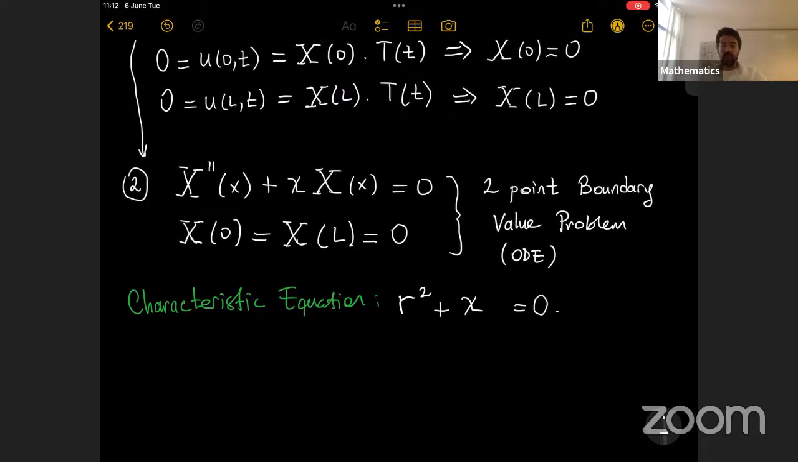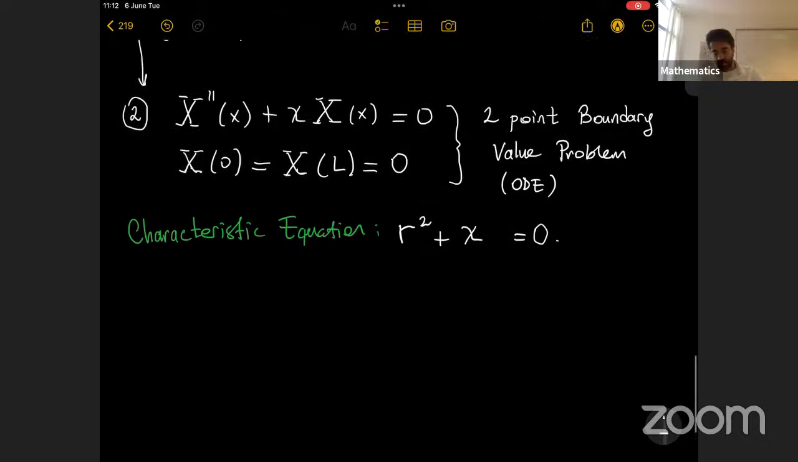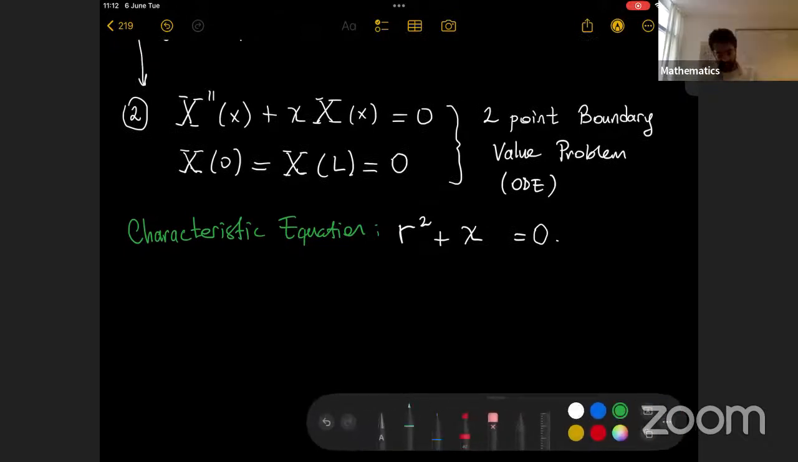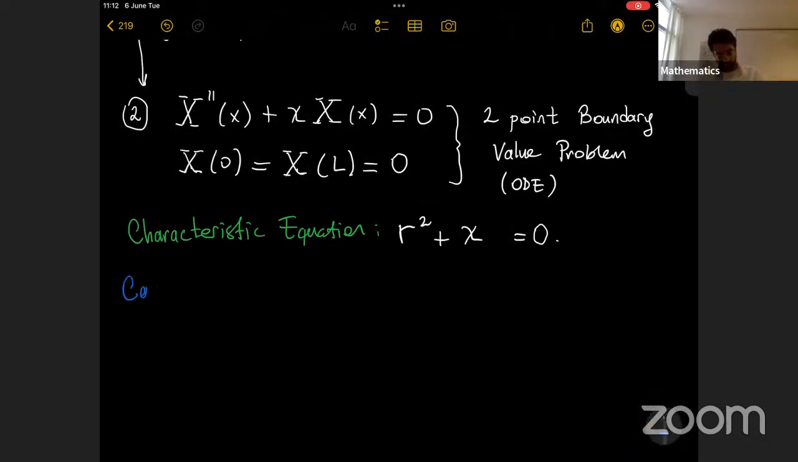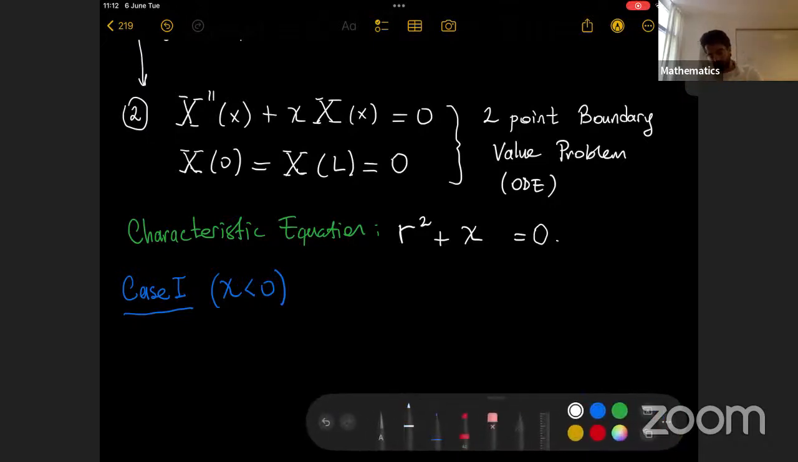Of course, the solution depends on lambda, because if lambda is negative, for instance, we have 2 real roots. If lambda is positive, then we have complex roots. So let's discuss these cases in three cases. Case 1: we assume that lambda is negative. We don't know what lambda is, so let's say lambda is negative in the first case.